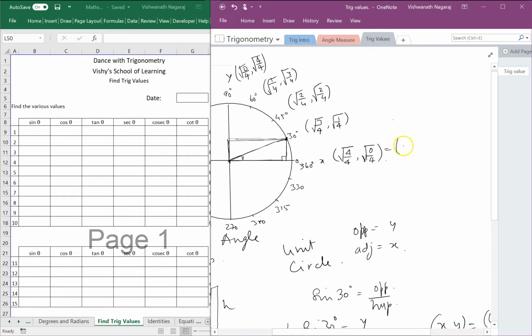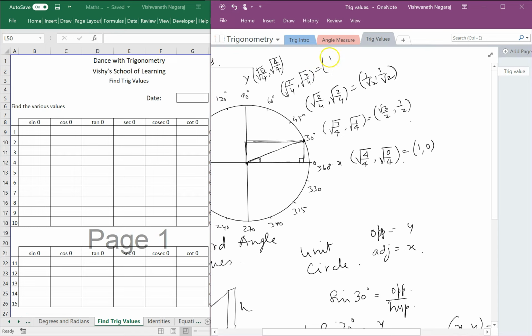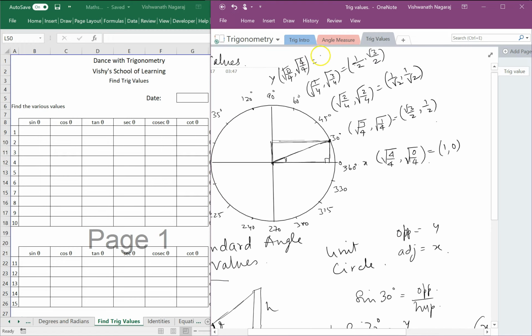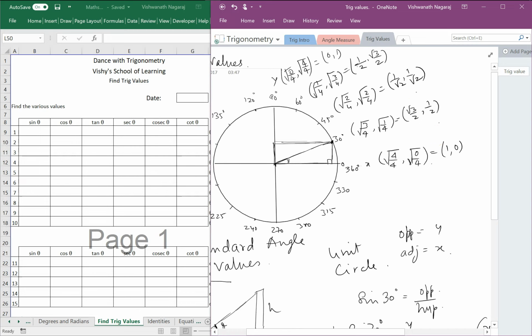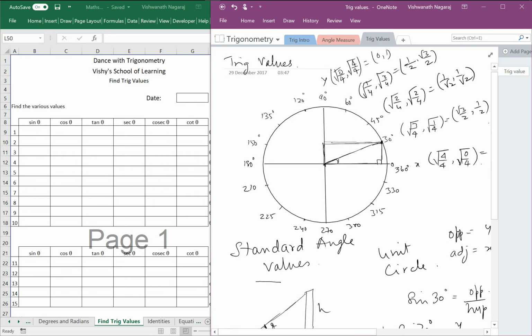This becomes 4 by 4 gets cut off, square root of 1 is 1, 0 by 4 is 0, square root of 0 is 0. This becomes what? Square root of 3 by 2 comma 1 by 2. This becomes 1 by root 2 comma 1 by root 2. This becomes equal to 1 by 2, square root of 4 is 2, so 1 by 2, okay, root 3 by 2, and this is equal to opposite of what it started off with, 0 comma 1. Yes, it might be difficult for you to remember this, so just remember this method of finding.